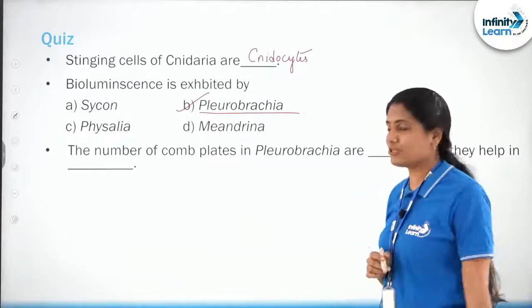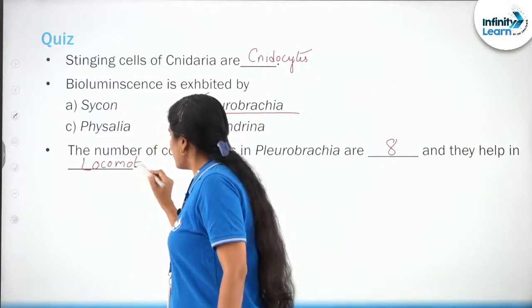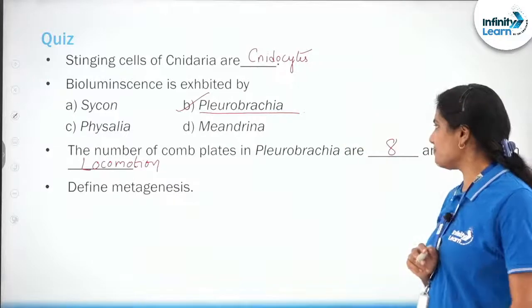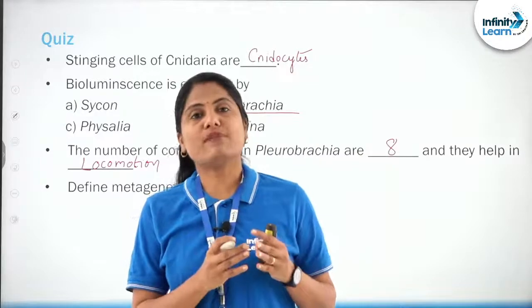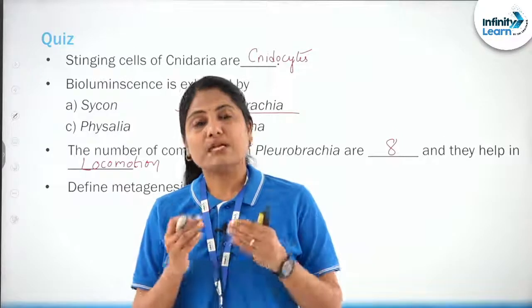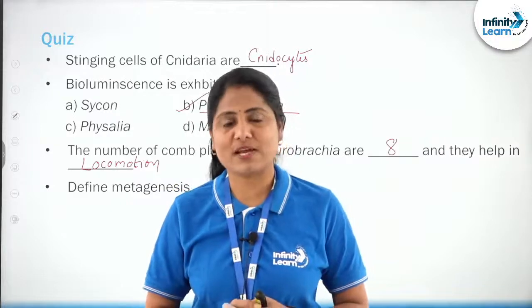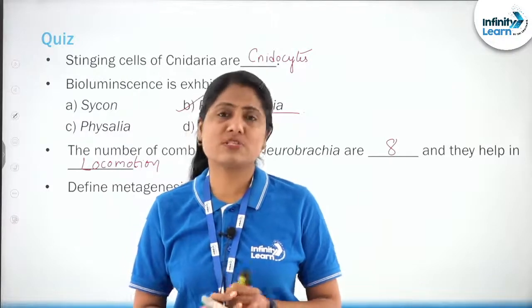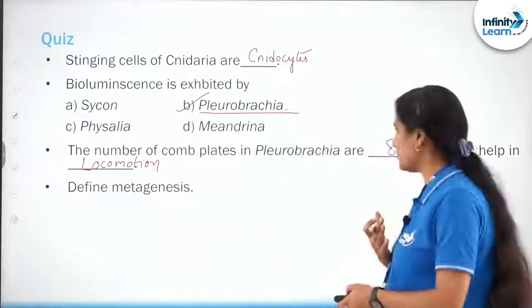The number of comb plates in Pleurobrachia is 8. Remember, 8 ciliated comb plates, and what do they help with? Locomotion. So locomotion is the process that these comb plates help with. Define metagenesis. How do you define metagenesis? The polypoid forms undergo asexual reproduction in order to give rise to the medusoid form. The medusoid form undergoes sexual reproduction in order to give rise to the polypoid forms, right? So there is an alternation between these two forms, which is nothing but metagenesis. Meta is secondary, genesis is production, right?